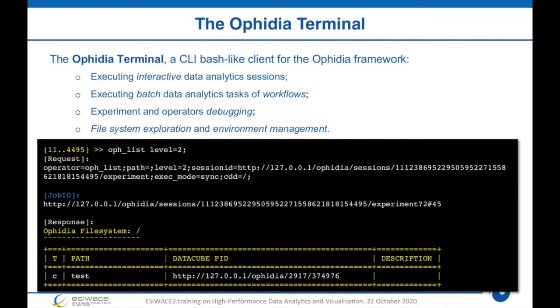Basically, what it does is translate the commands into the proper request and submit them to the server side. It can be very useful in different cases, for example, for fast and interactive testing, but also for doing a sort of debugging of the commands. And as I said, it is instrumental for executing batch workflows. In this video, we can see a simple command, the OPH list that we saw in the first session, using the key value format already introduced. And this is the example of the output.